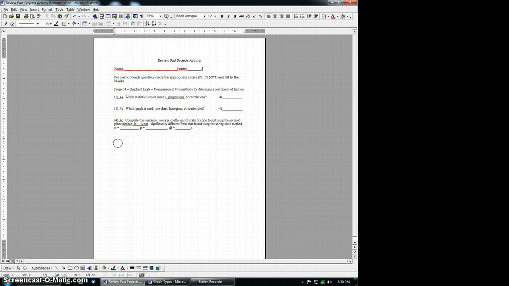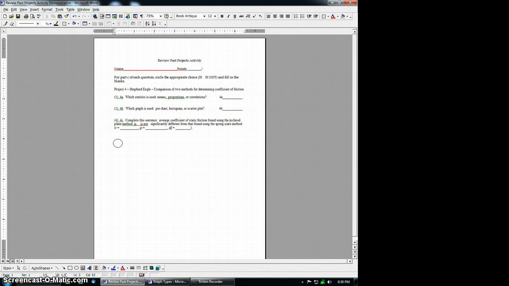This demonstration is with a 4th project, so it's not one of the 3 that you will be looking at, but it should give you some guidelines for how to complete the activity. So notice in this, we want project 4.